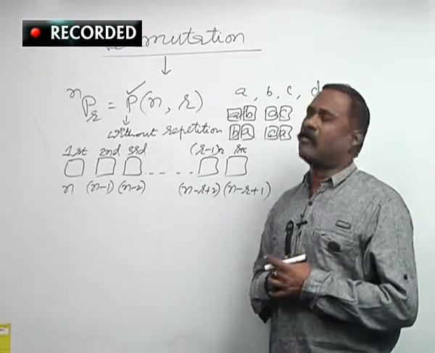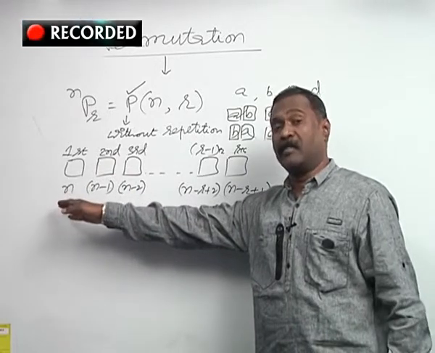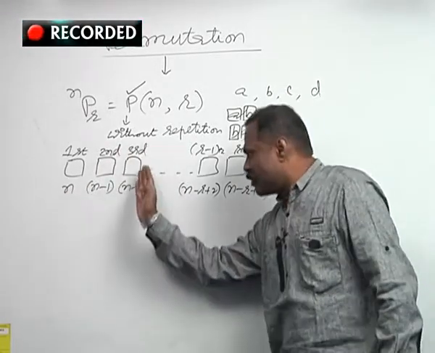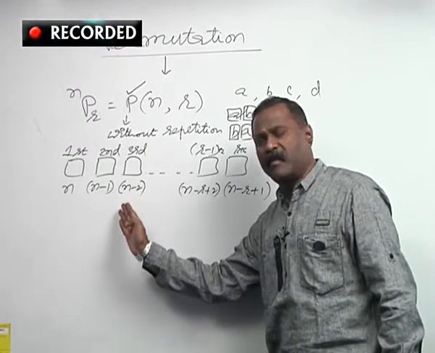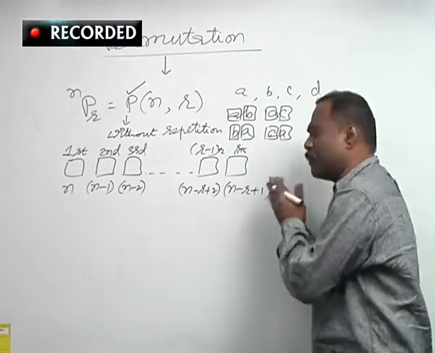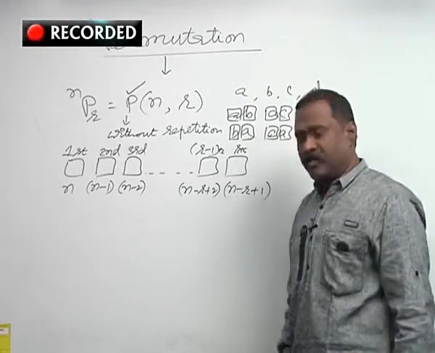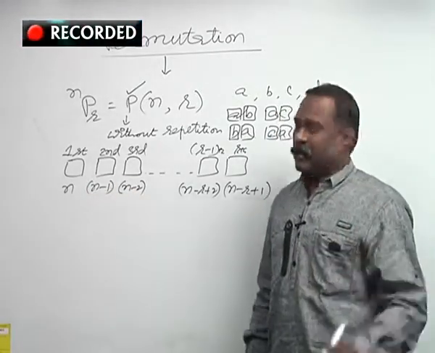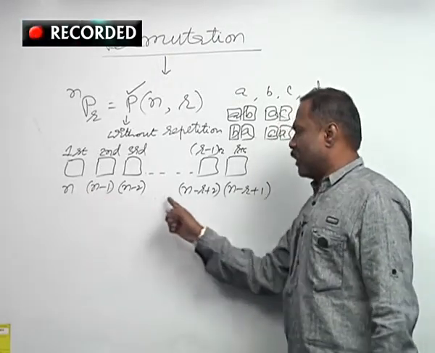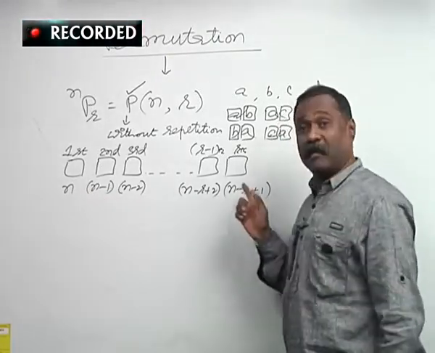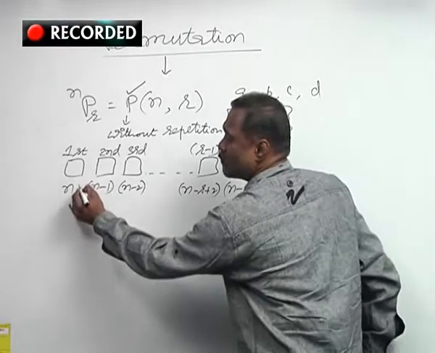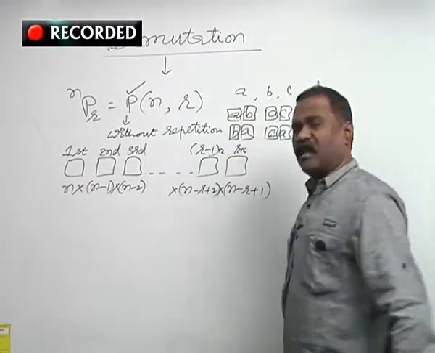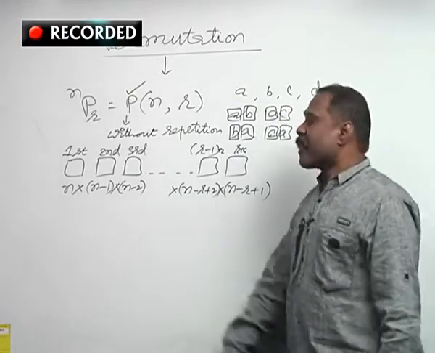What is the principle of counting? First operation can be performed in n different ways. Second operation can be performed in n minus 1 different ways. Third operation can be performed in n minus 2 different ways. And so on. The rth operation can be performed in n minus r plus 1 different ways. So all these operations, one after the other or simultaneously, can be performed in n into (n minus 1) into (n minus 2), and so on, into (n minus r plus 1) different ways. So you have to multiply this because these are all to be performed simultaneously or one after the other.